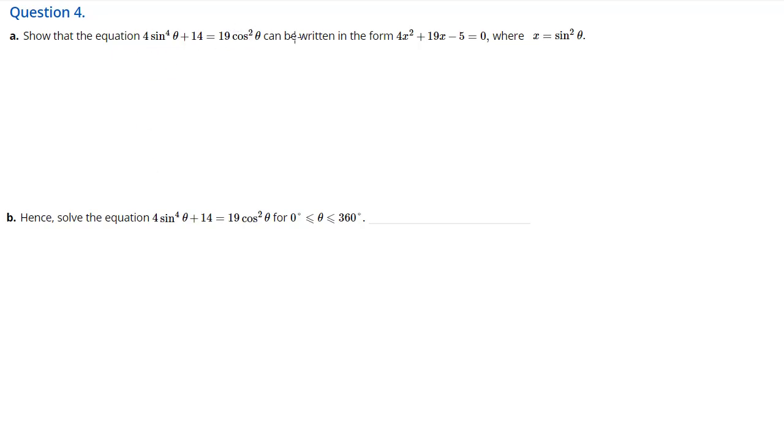All right, so here we go. We got an equation. It's to the fourth power. They want us to make it look like this. It's a little bit confusing, so let's try this. What if I replace this x with sine x or sine squared?